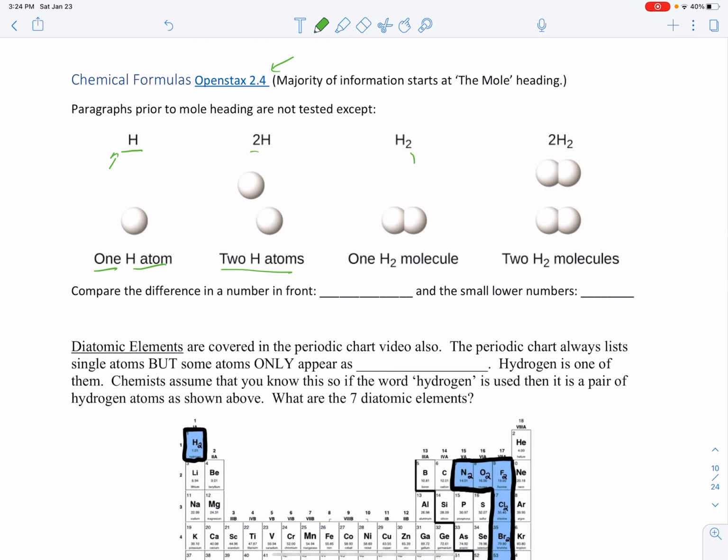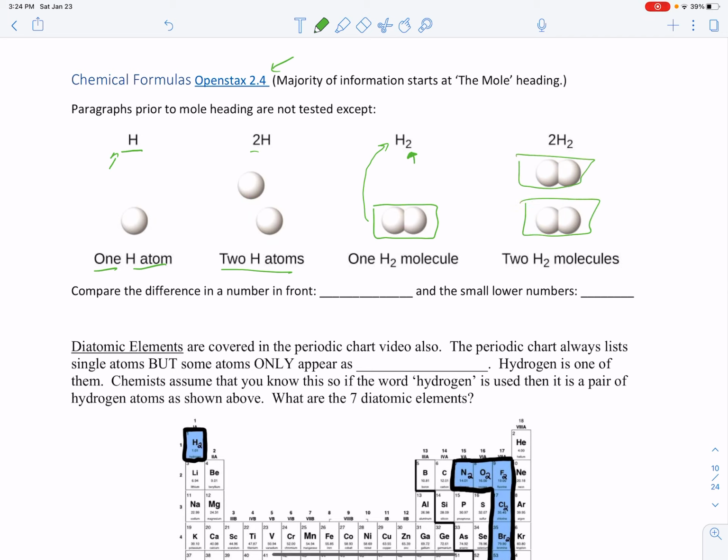The little subscript right here means that it's some kind of a bond that's holding a pair together. So there's an understood one. There's one of the H2 molecules stuck together. And if there's a 2 in front, that means that there's 2 of the H2 molecules.